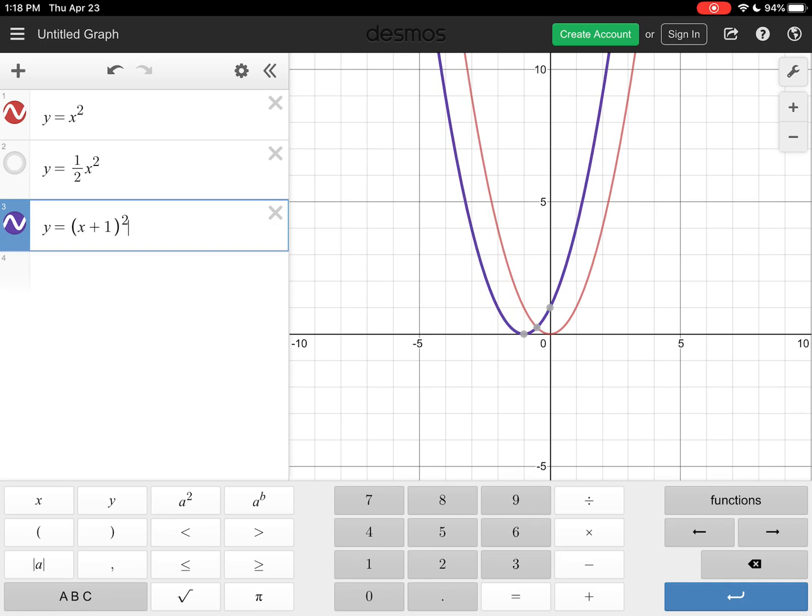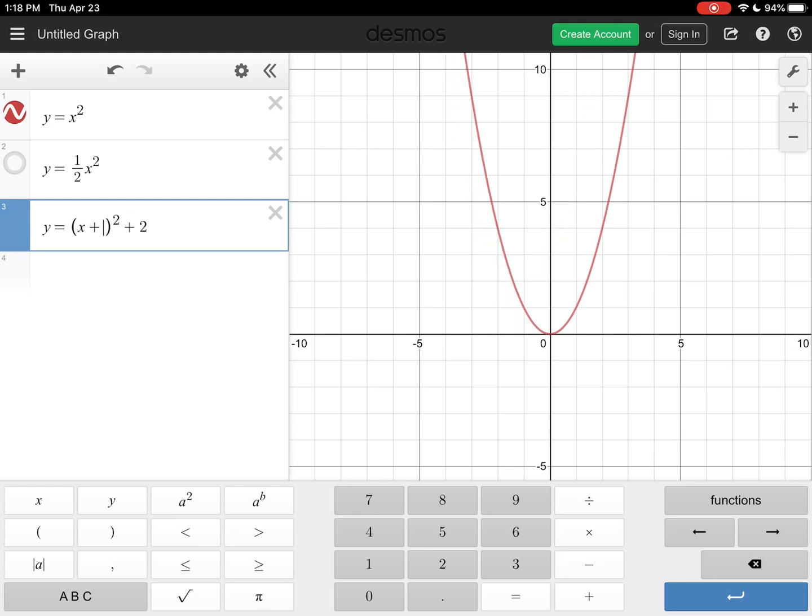So inside the parentheses, you're always changing the sign. If it's a positive inside the parentheses, it's actually moving it to the left towards the negatives. If it's a negative inside the parentheses, or a minus sign, it's moving it to the right towards the positive. And then if I put a number on the outside, so now it's just moved the parabola up.